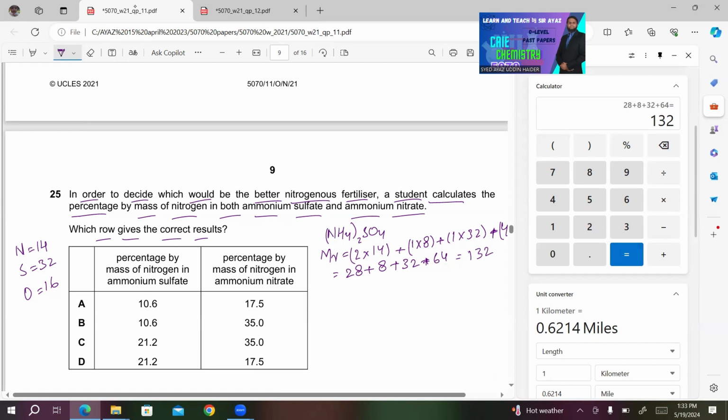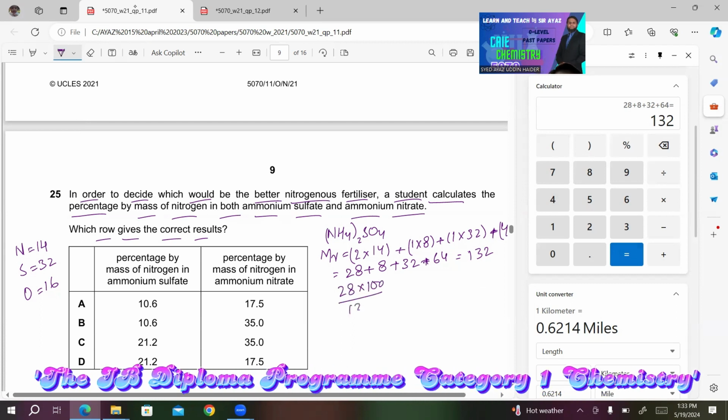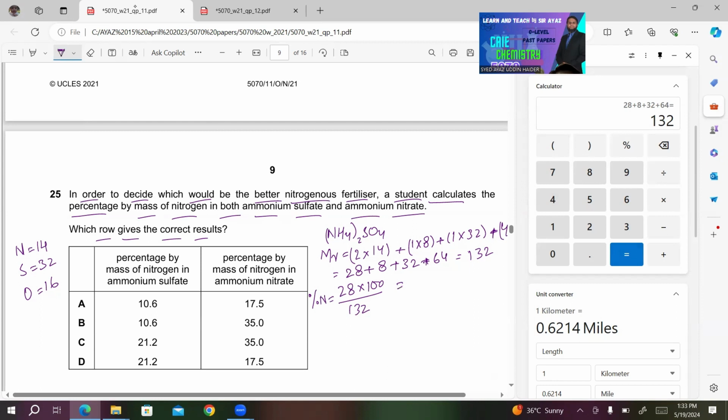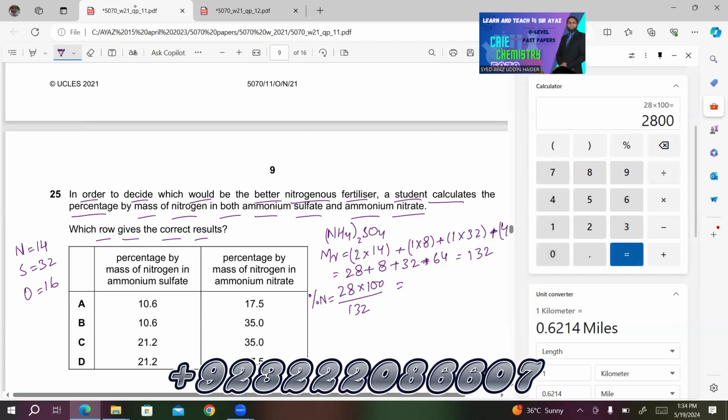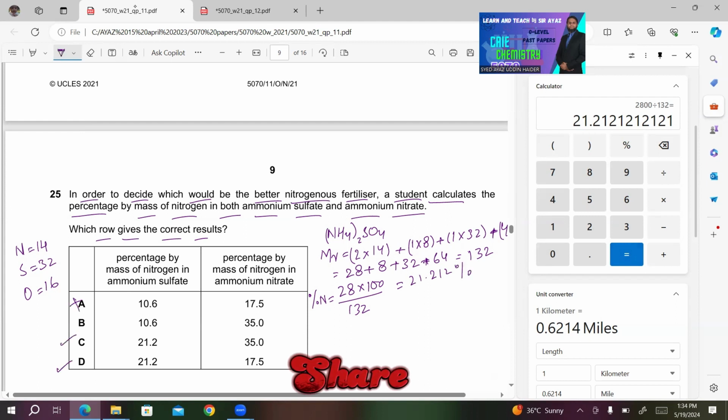So for percentage by mass of nitrogen, we will multiply 28 by 100 divided by 132. 28 multiplied by 100 divided by 132 is 21.212. So now this helps in narrowing down the choices. So either C is correct or D is correct. Both A and B are incorrect.